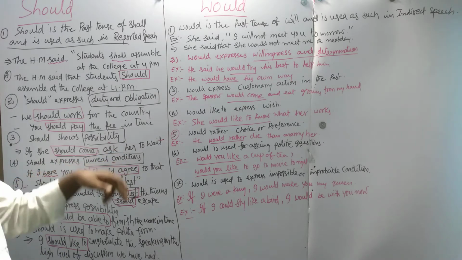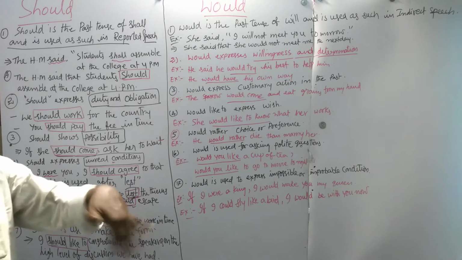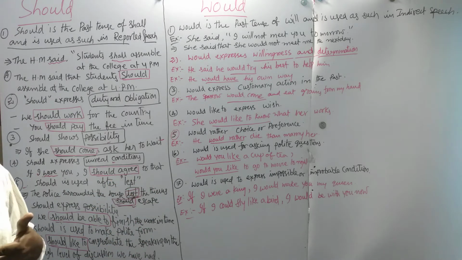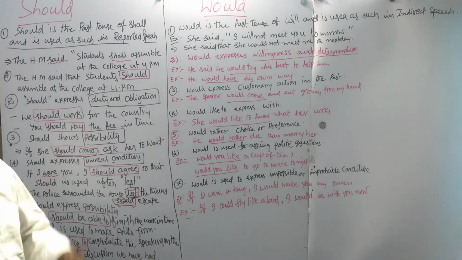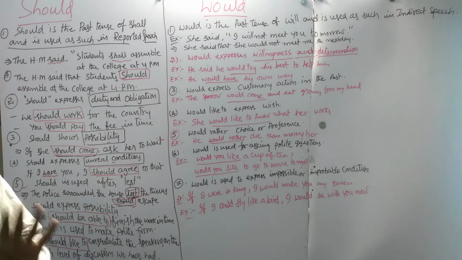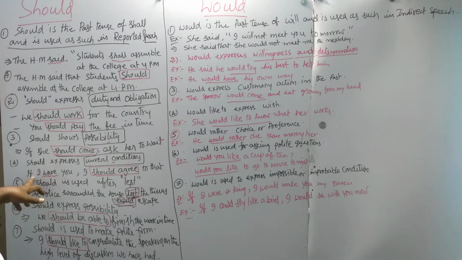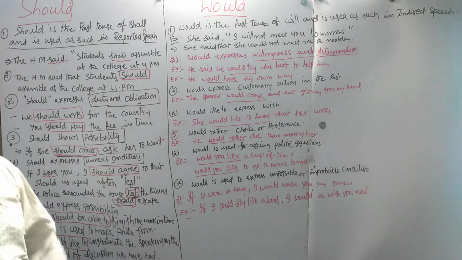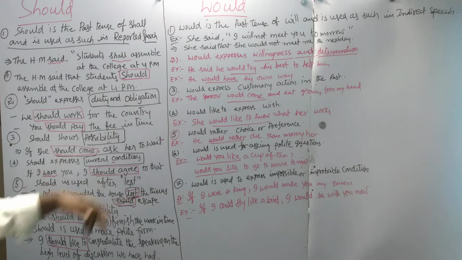Should expresses unreal condition. Unreal condition means what? Actually, the condition "if I were you" means, if you say you are another person, we won't become that. Other person is other person only. We are we only. So we won't become other persons. Other persons won't become us. That's why, if I were you, I should agree to that. It is not possible. So, to express unreal conditions.